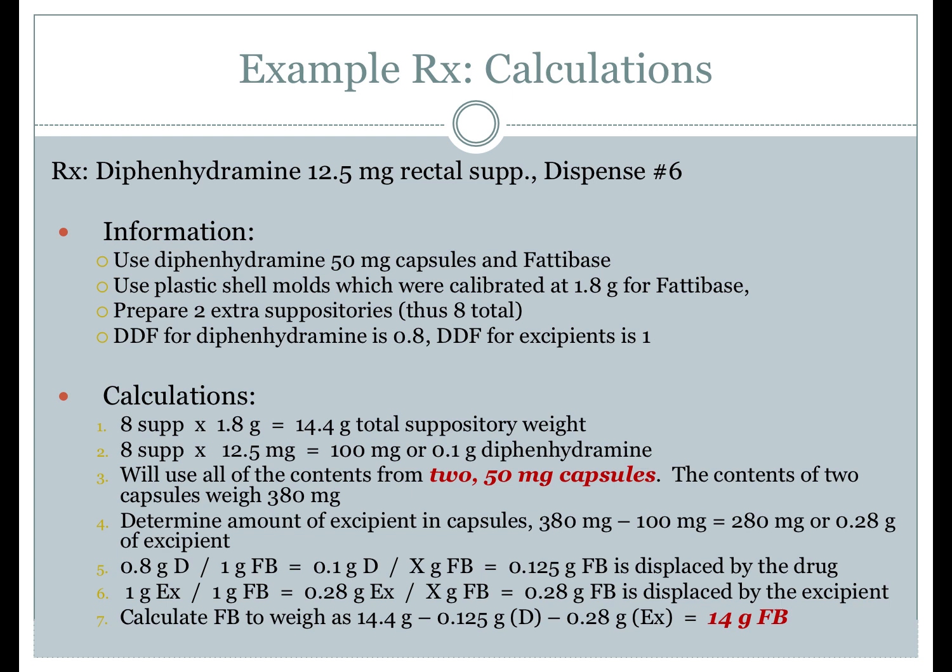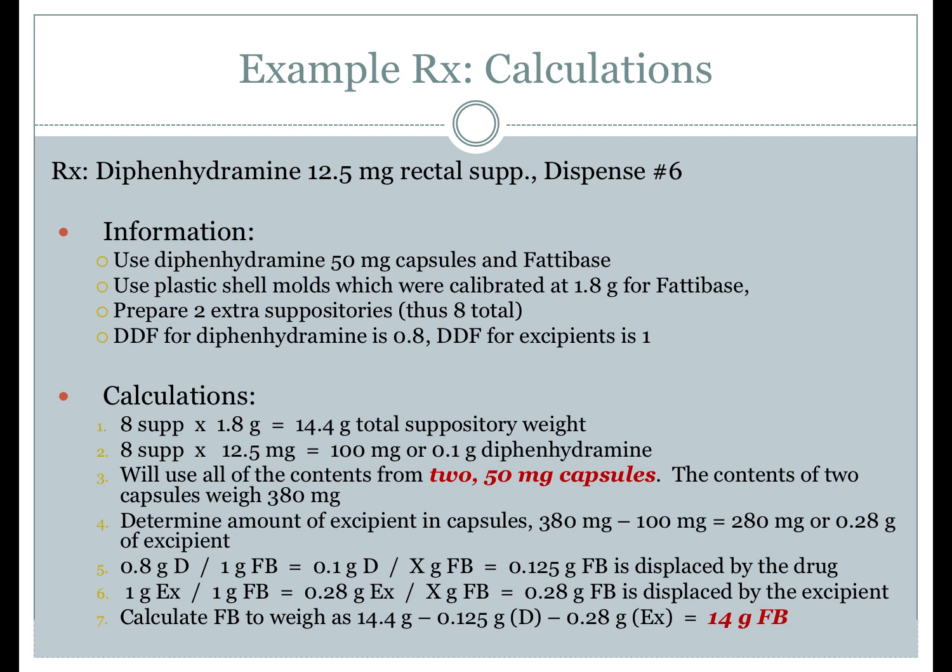A second choice to make regards which type of mold to use. For this example, we will use plastic shell molds, which we have already calibrated for Fattibase and which is 1.8 grams, meaning a blank, Fattibase only suppository weighs 1.8 grams using our plastic mold.